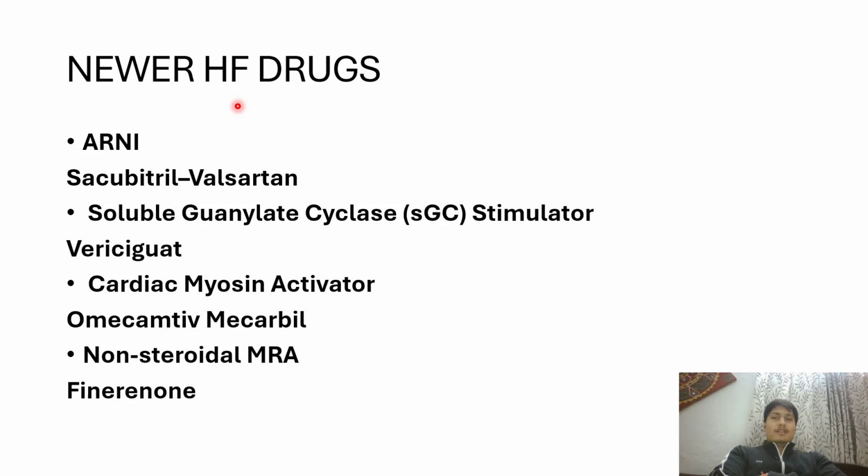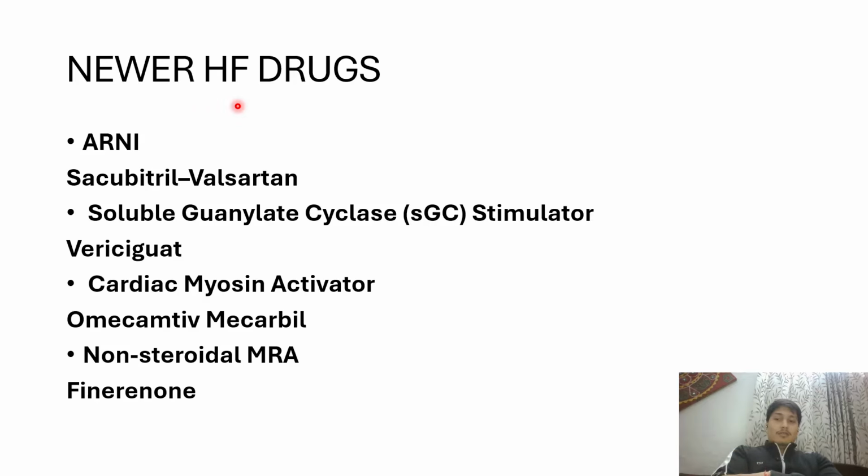Vericiguat is a drug which increases the vasodilatory properties by stimulating the guanylyl cyclase enzyme. Then we have omecamtiv mecarbil. This is a drug that activates cardiac myosin selectively. So it can contract, but there is no increase in oxygen demand. So the possibility of ischemia is decreased and the cardiac contractility is maintained.